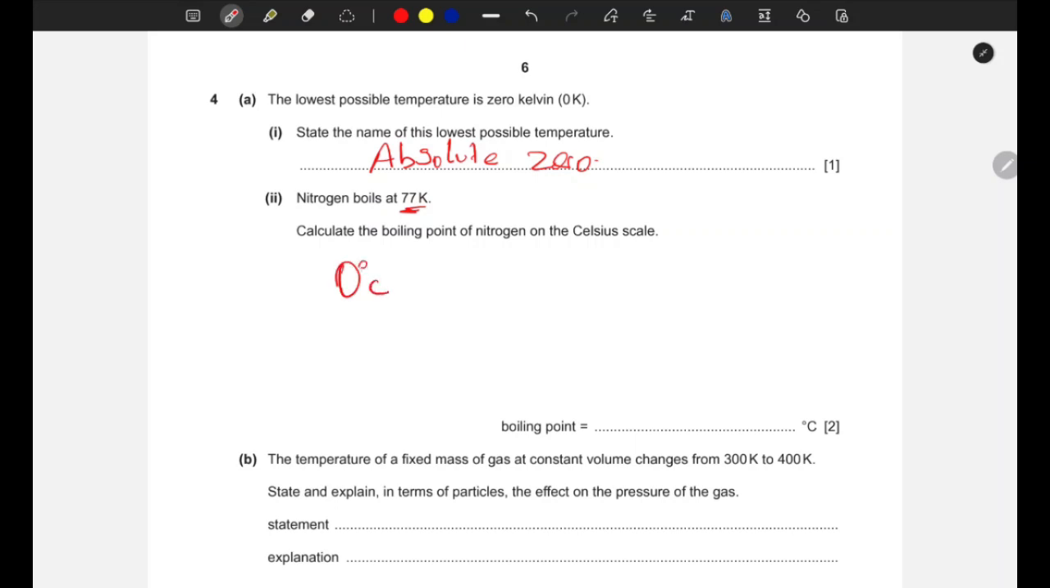0 degrees Celsius is the same as 273 kelvins. So to convert from Kelvin to degrees Celsius, we just have to subtract 273. So that would give us 77 minus 273, which would give us minus 196 degrees Celsius.